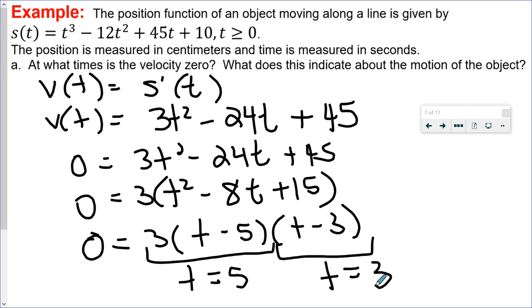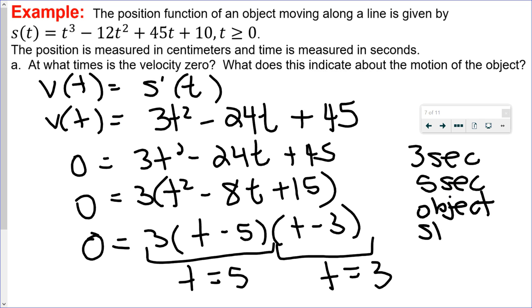And what that means is that the object is stopping or changing direction. So at 3 seconds and 5 seconds, the object stops or changes direction. So the object will stop moving or change directions.